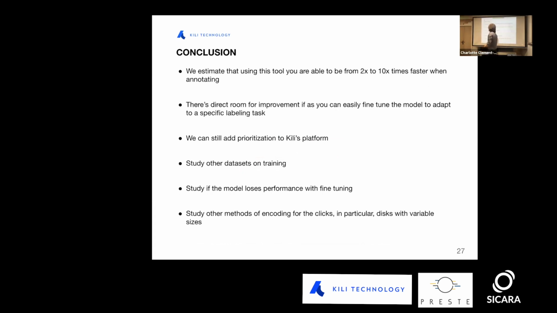So what's the conclusion? Using this tool, we made a brief estimation of what we can gain. It's something from 2 to 10 times speed improvement, and this can vary a lot based on fine tuning. So you can make a direct improvement just by fine tuning the model to your specific needs, given that you make an annotation for a specific purpose.